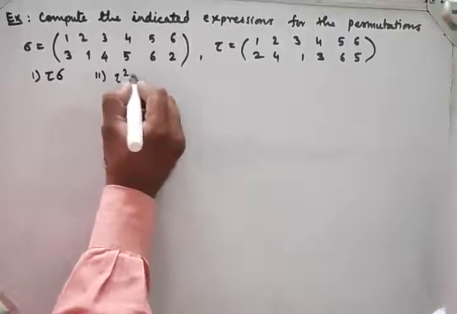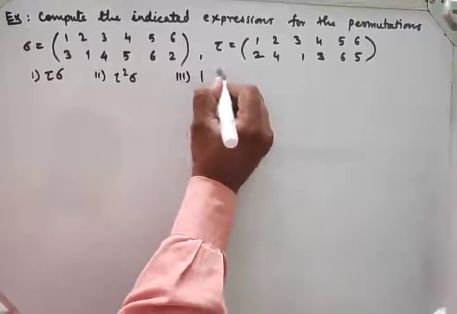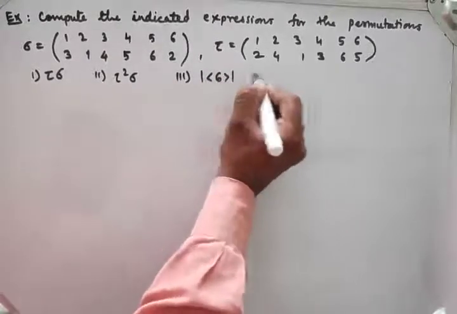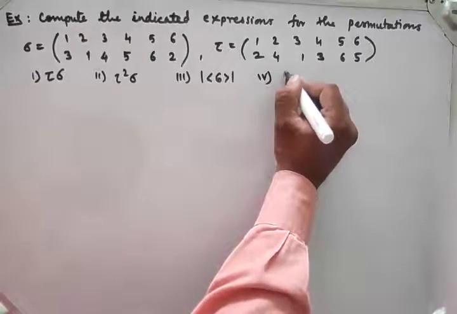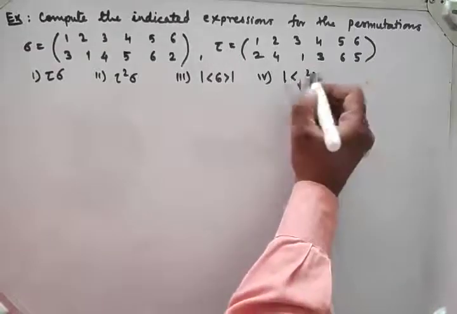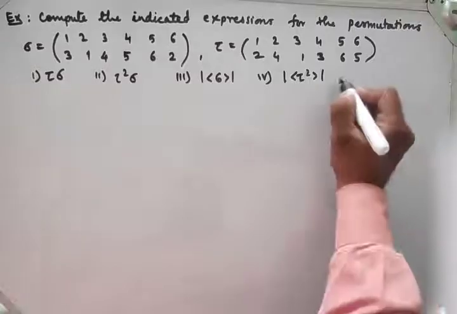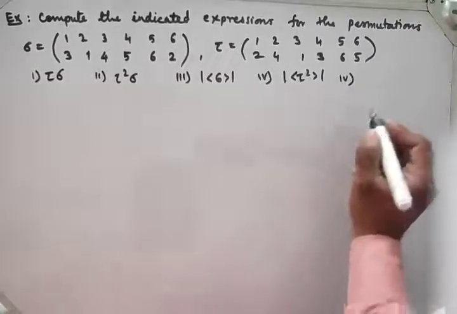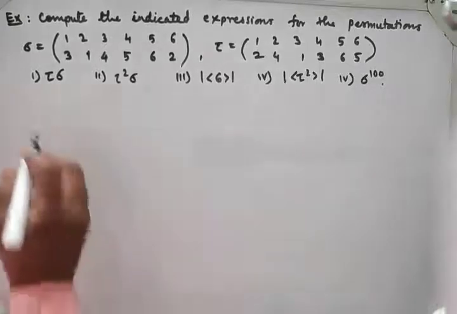Here we have been asked to find: first, tau sigma; second, tau square sigma; third, the order of sigma; fourth, the order of tau square; and fifth, sigma raised to 100. So let us find this out.